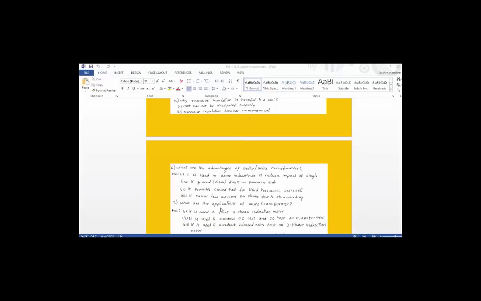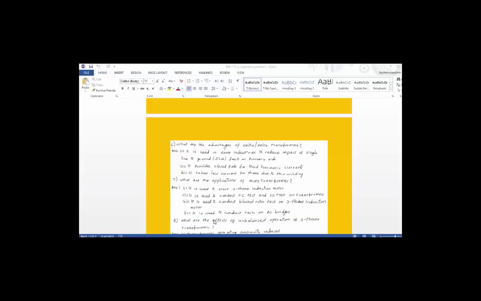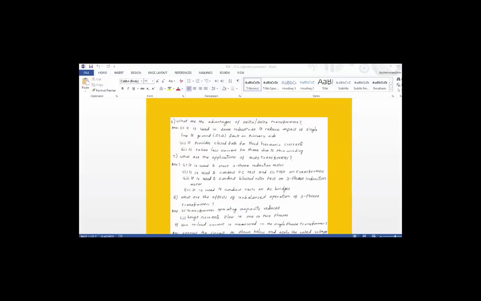Seventh question, what are the applications of auto transformer? Answers. First point is it is used to start three-phase induction motor. Second point, it is used to conduct OC test and SC test on transformers. Third point, it is used to conduct blocked rotor test on three-phase induction motor. Fourth point, it is also used to conduct tests on AC bridges.